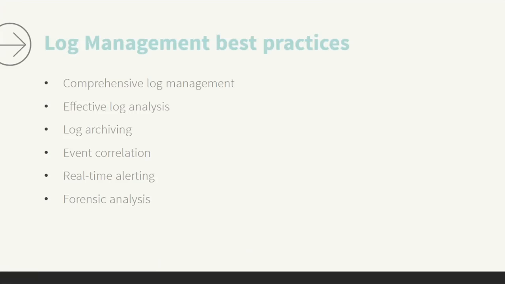And what that means is that first we're going to look at comprehensive log management, which entails collecting logs from the different log sources in your network, followed by an effective way of analyzing this log data. And then we look at archiving this log data. And then we will look at the second part of the webinar, which deals with using SIEM for threat mitigation, which will involve event correlation, real-time alerting, and of course, forensic analysis.